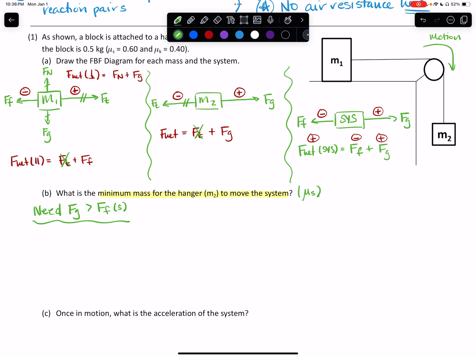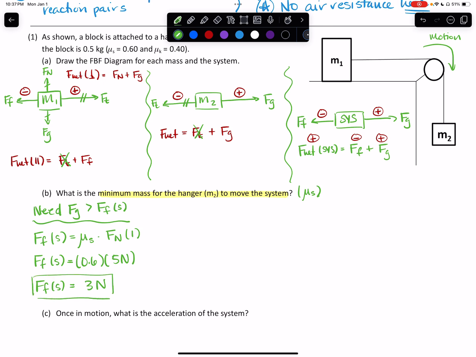So I'm going to start with frictional force static is going to be equal to the static coefficient times the normal force, and this again is of mass 1. So that frictional force is going to be equal to 0.6 times the object has a mass of 0.5 kilograms, so its normal force will be 5 newtons. So my frictional force is going to be equal to 3 newtons.